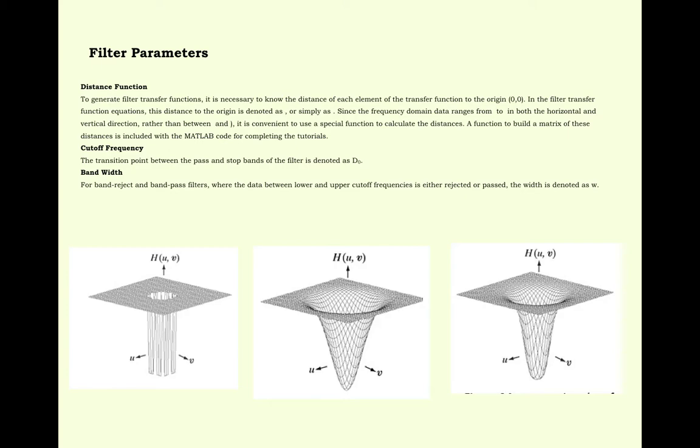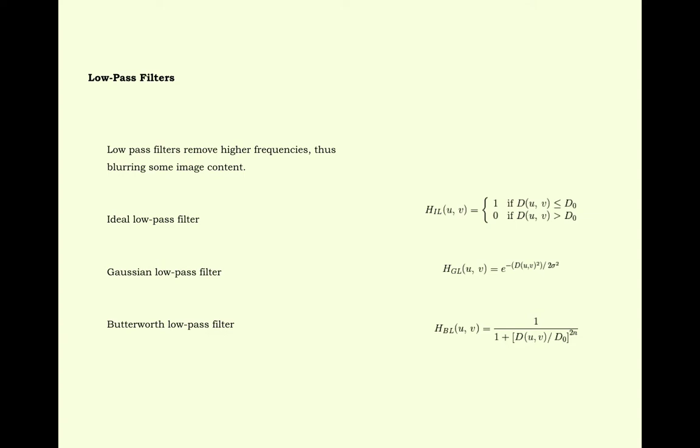Bandwidth. For band reject and band pass filters, where the data between the lower and upper cutoff frequency is either rejected or passed, the width is denoted by W or omega. Now the low pass filter characteristics are shown below. The ideal low pass is shown by the first equation, the Gaussian low pass characteristics by the second one, and the Butterworth by the last one.